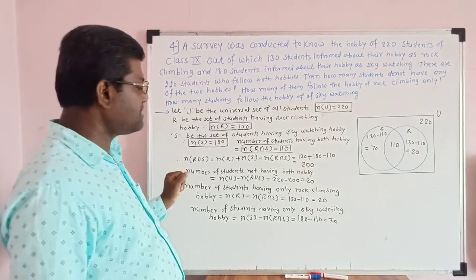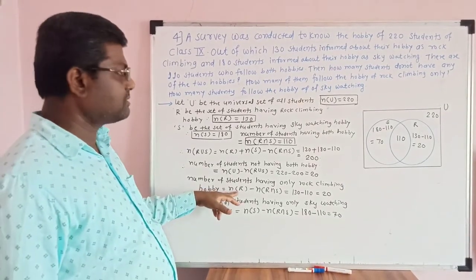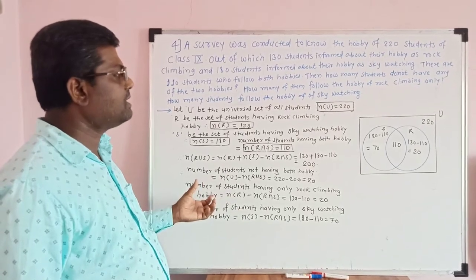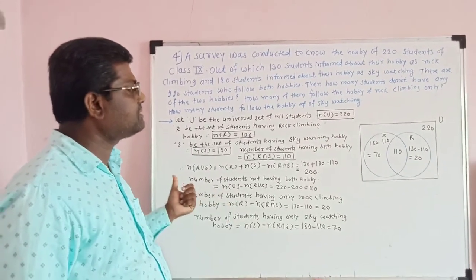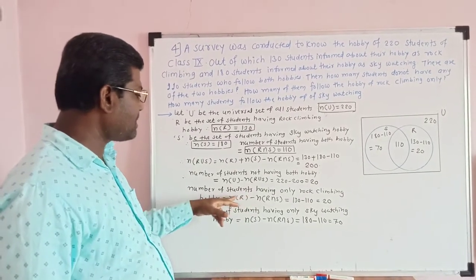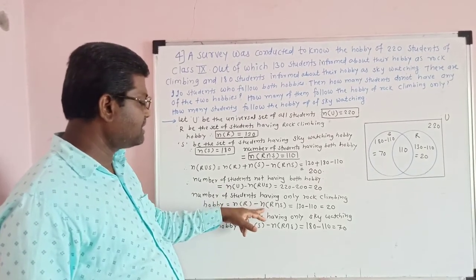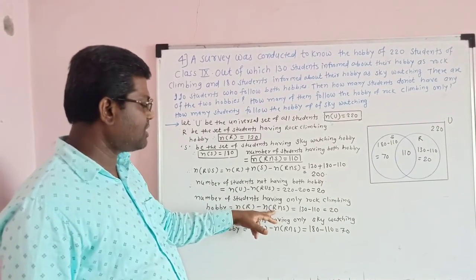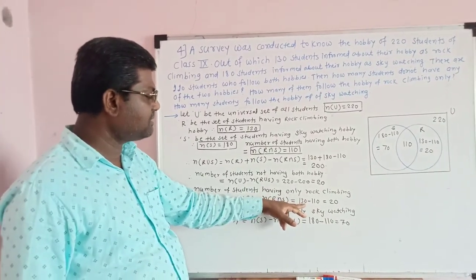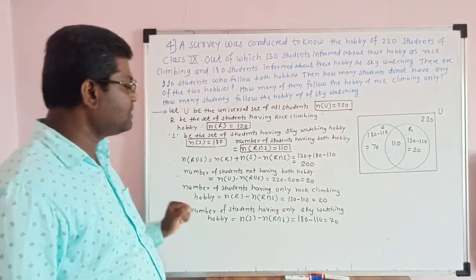Now the number of students having only the rock climbing hobby: n of R is the number of students having the rock climbing hobby, but some of these students also have the hobby of sky watching. Therefore the number having only rock climbing is n of R minus n of R intersection S. n of R intersection S means having both the hobbies. Therefore 130 minus 110 is equal to 20.